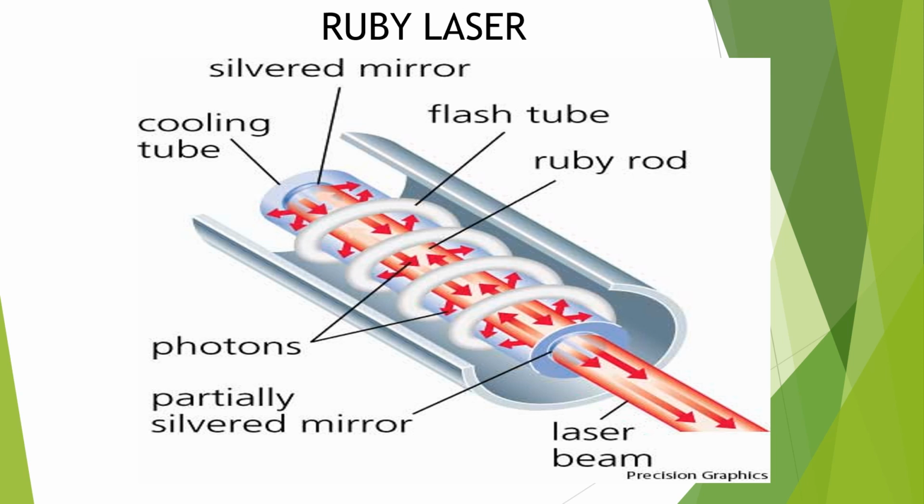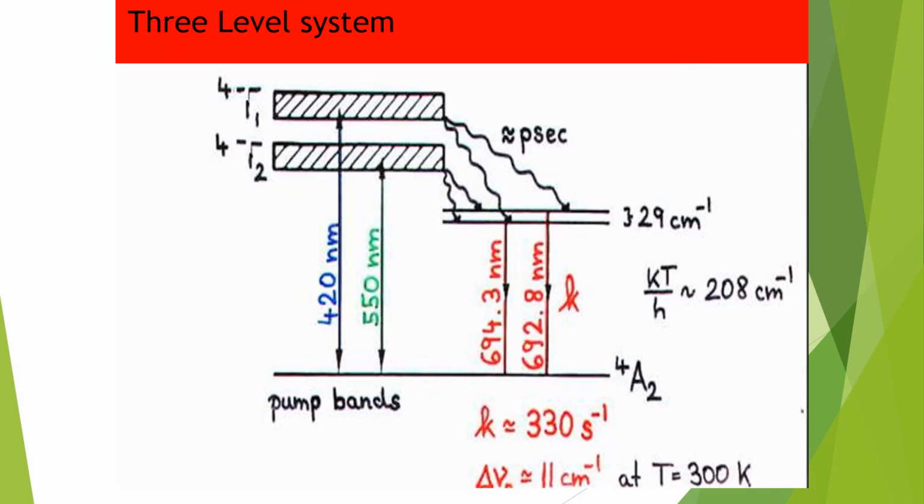To discuss its working, we'll go to the three level energy diagram in the next slide. We can understand its working through its energy level diagram, and this is a three level system. We can understand this from the ground and the excited state of the chromium ion. Here we can again see how this excitation occurs. It is mentioned 420 nanometers in blue. It means blue wavelength is absorbed and atoms get excited, whereas a few atoms absorb 550 nanometers and get excited, and the transition you can see here.